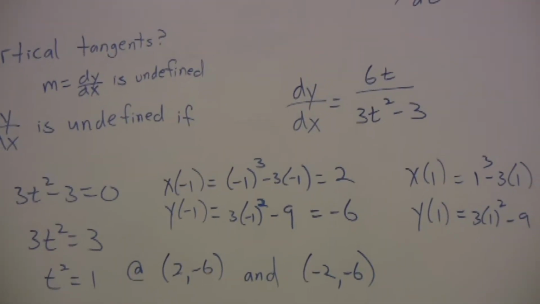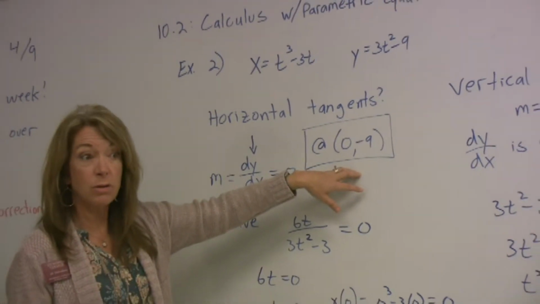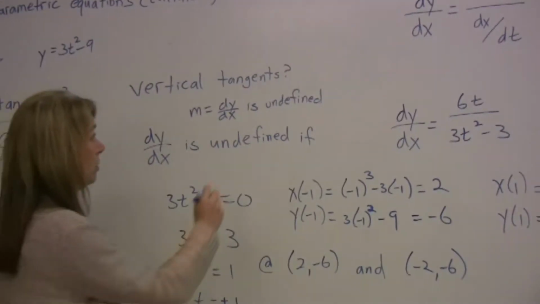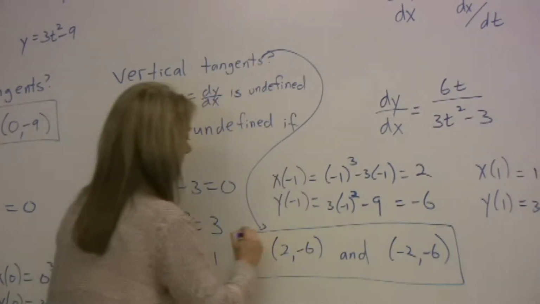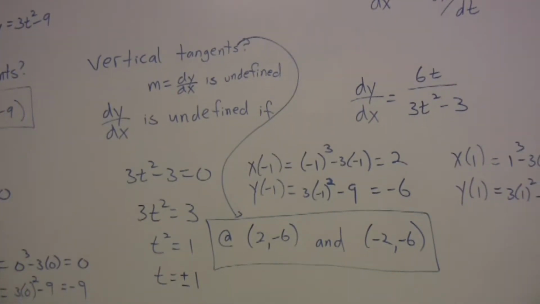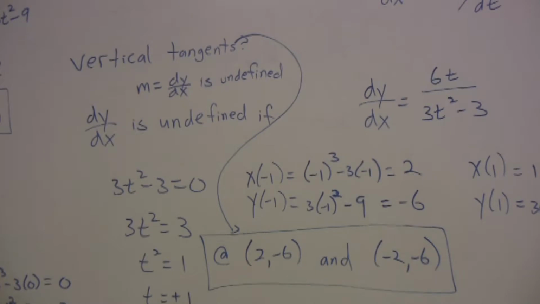So the answer is there's only one horizontal tangent, and there are 2 vertical tangents. Questions up to there?